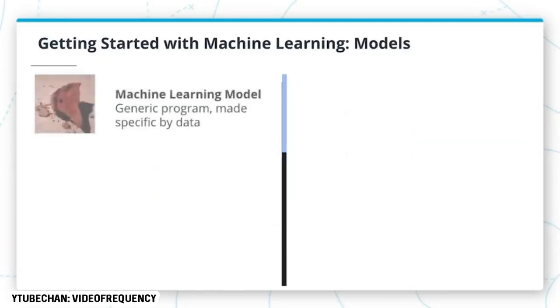A model is a generic program made specific by the data used to train it. Like a piece of clay, it can be modeled into many different forms and can serve many different purposes.